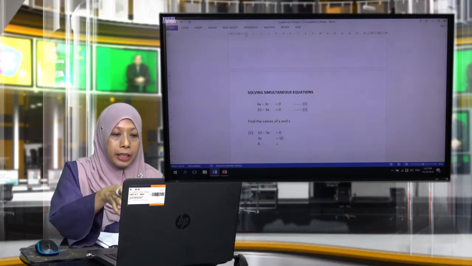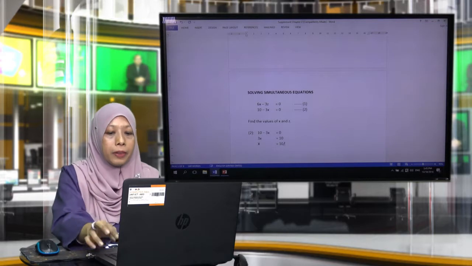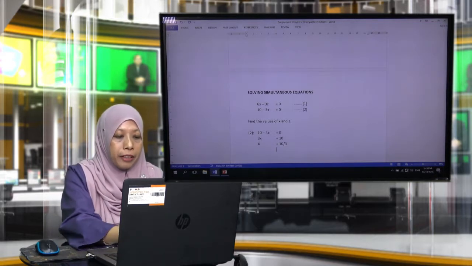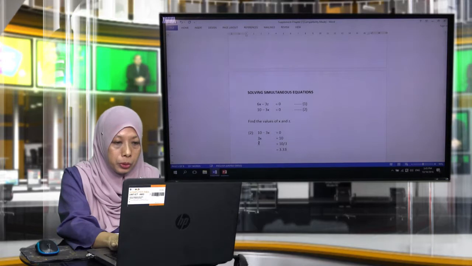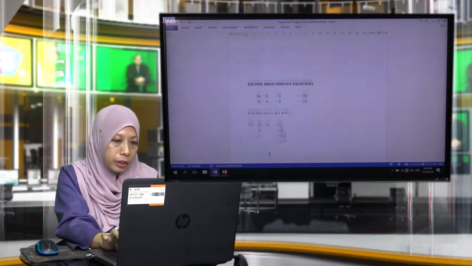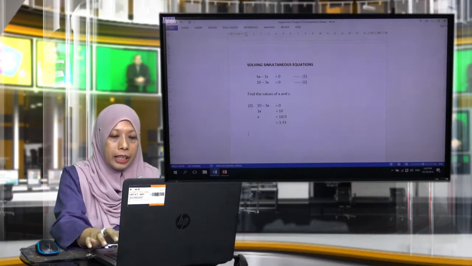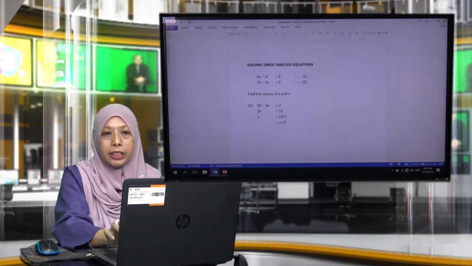You are just bringing the numbers to the other side. Now you can further simplify this into x. To find x, you need to bring 3 to the other side. That will give you 10 over 3, and you're going to end up getting 3.33.